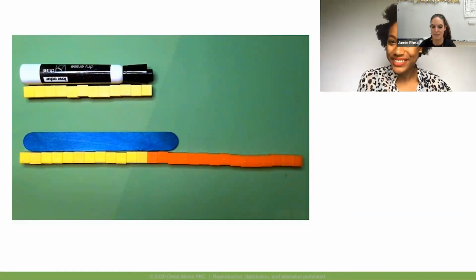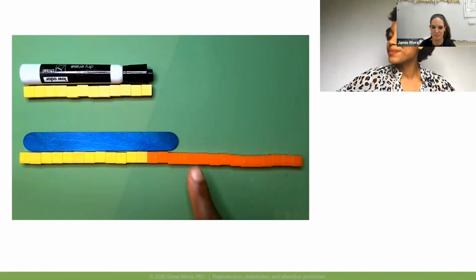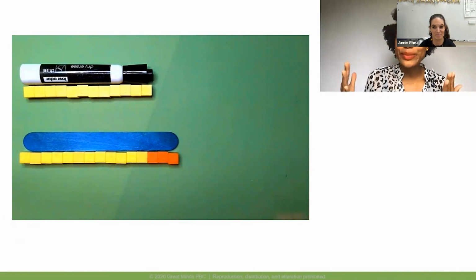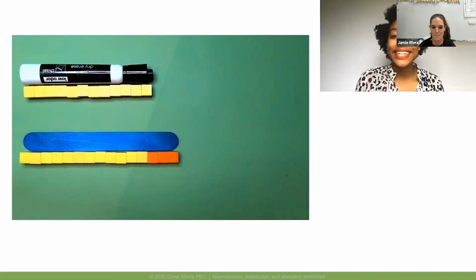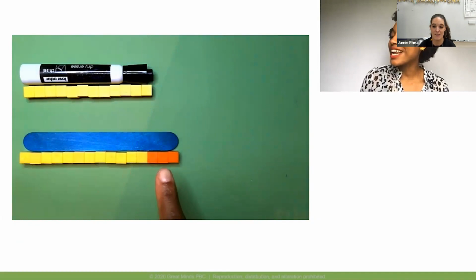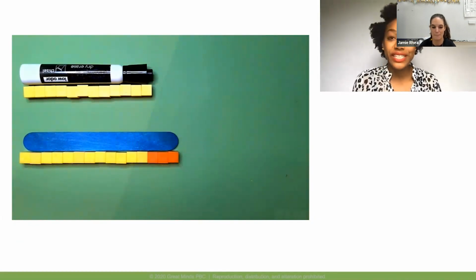What should I do? Take some of them off. We only needed a few more to finish our measurement. So let's take away the extra cubes. Now the cubes line up at the end with the craft stick. Now I have 12 cubes and Mrs. Curry has 12, 13, 14, 15. She has 15 cubes.